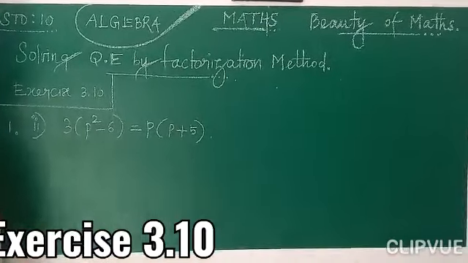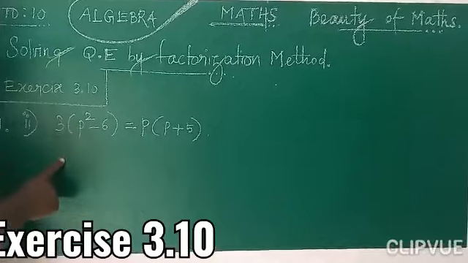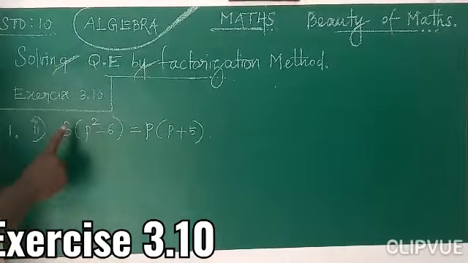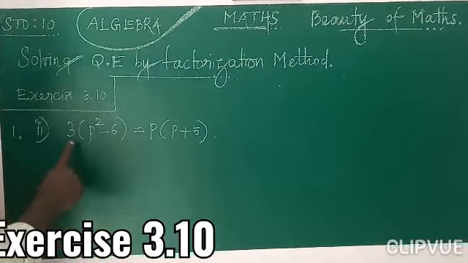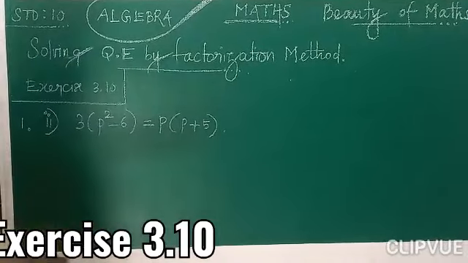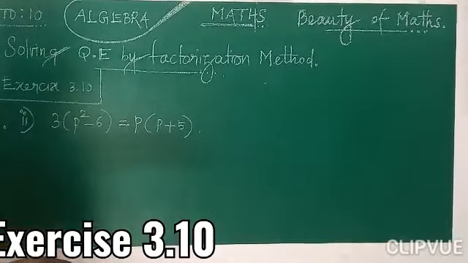Exercise number 3.10, first question, second subdivision. First subdivision is homework, you can do it. That is very easy. So now we are going to solve exercise number 3.10, first question, second subdivision. That is 3 of p square minus 6 is equal to p of p plus 5. So first we have to simplify it. We have to write it in the standard form of quadratic equation.